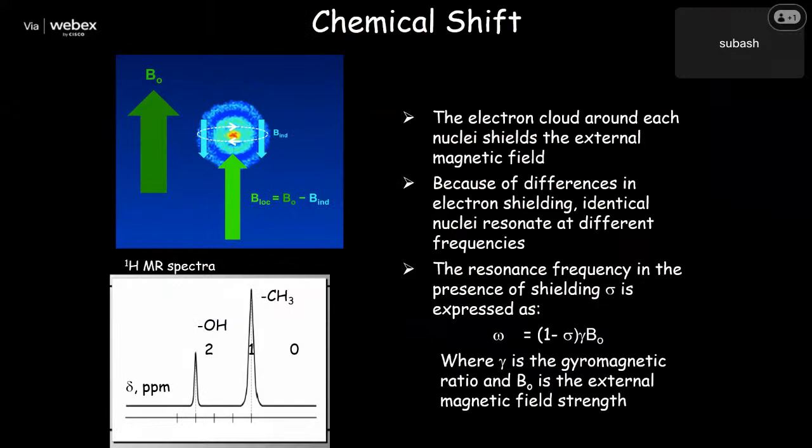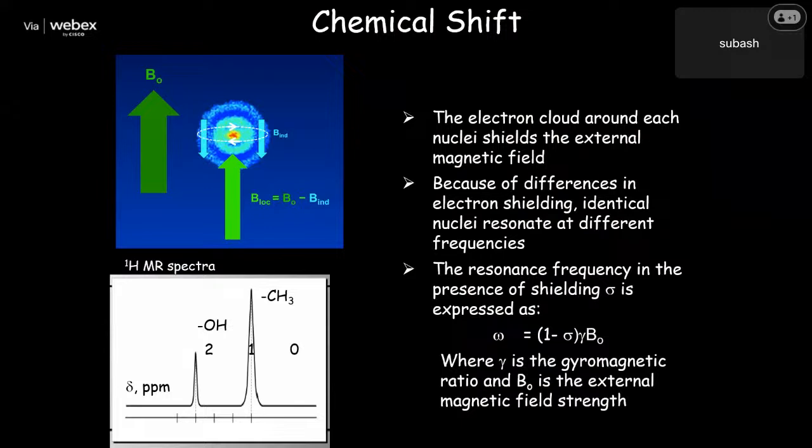So now the concept of chemical shift is: if you look at the hydrogen in fat or hydrogen in water, they are sitting in totally different chemical environments. The electron cloud around the nucleus shields these two hydrogen atoms very differently. Because of this different shielding, the hydrogen atoms in fat and water, in two different molecules, see different magnetic fields. The external magnetic field is shielded, so they see less or more magnetic field, depending on whether this field is opposing the main magnetic field or adding to it.